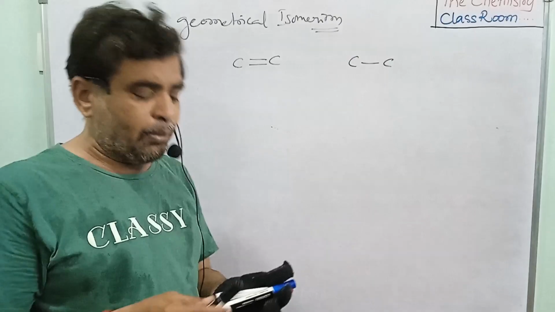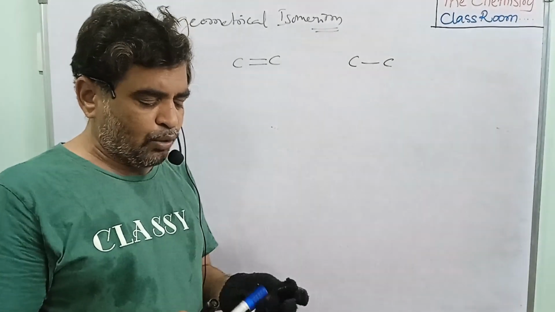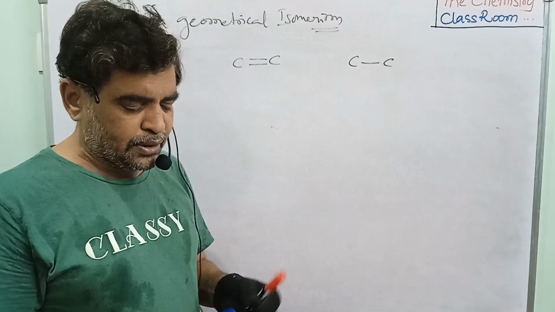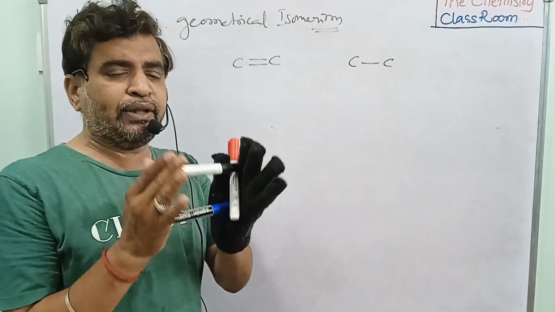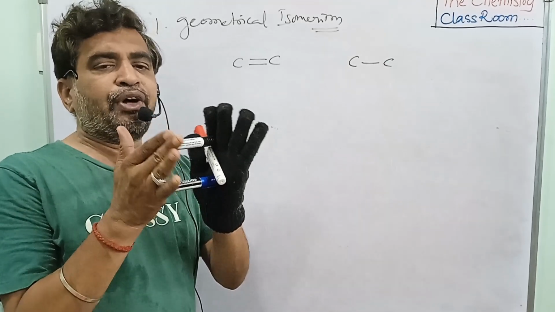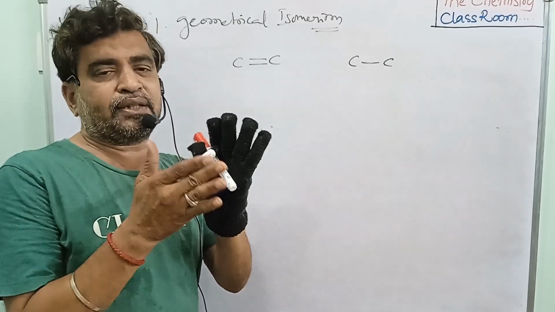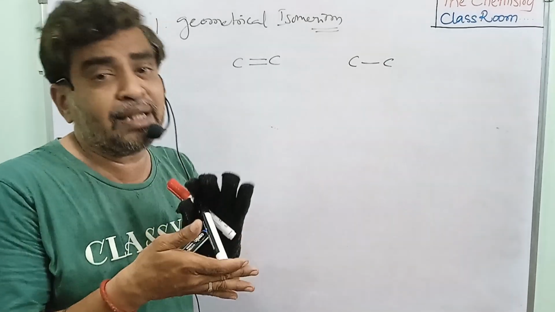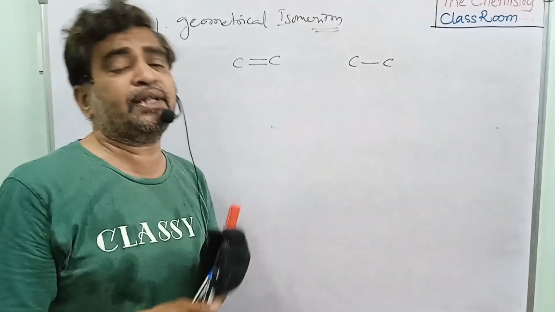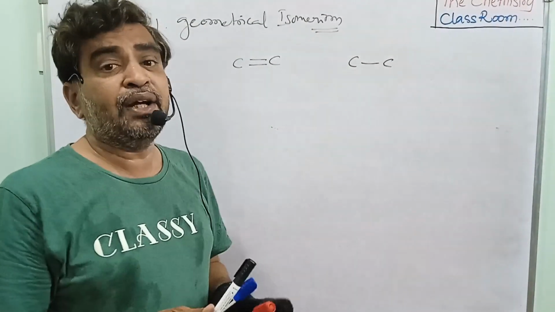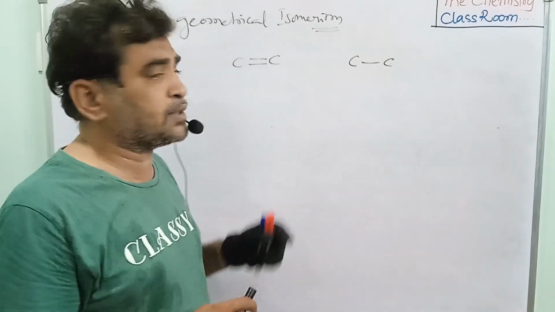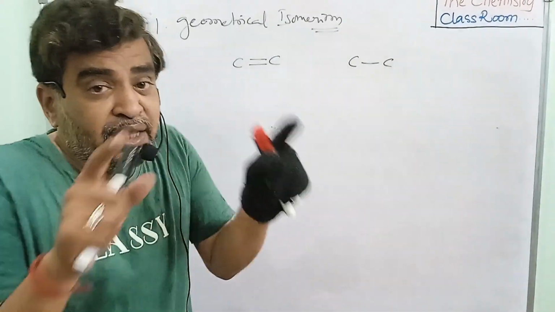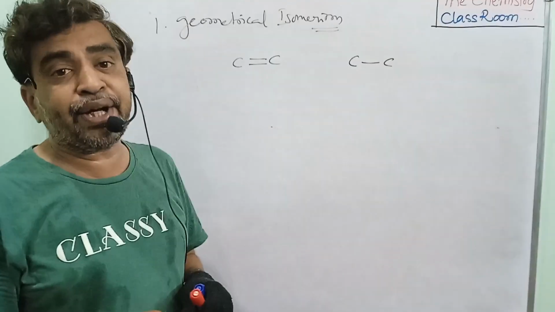If you have a double bond between the carbon atoms, what happens? You see, for example, this one. The two bonds are between the carbon atoms. When the two bonds are formed, you are not able to rotate. This is restricted rotation. Because of the restricted rotation, you get different structures. This type of spatial arrangement is called geometrical isomerism.